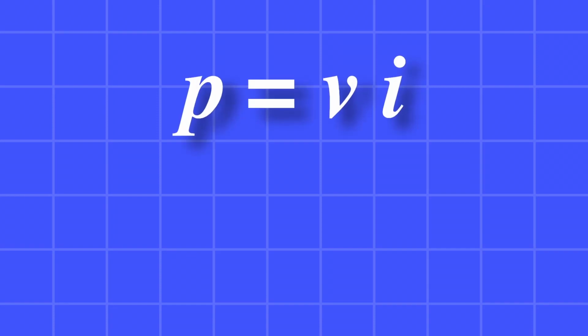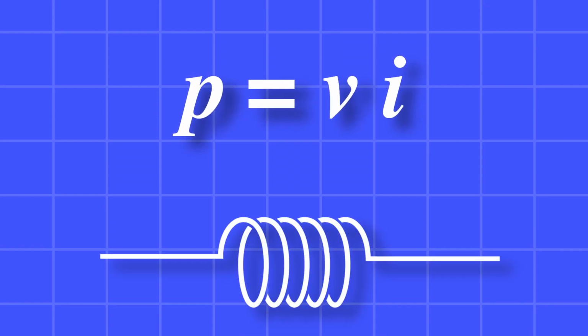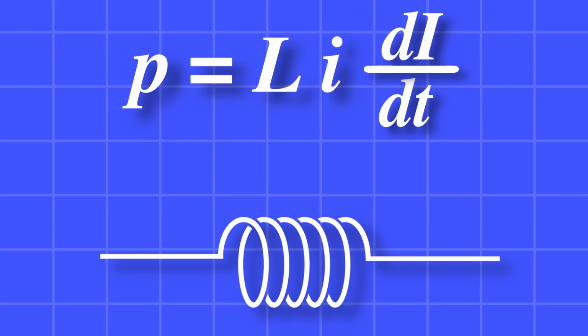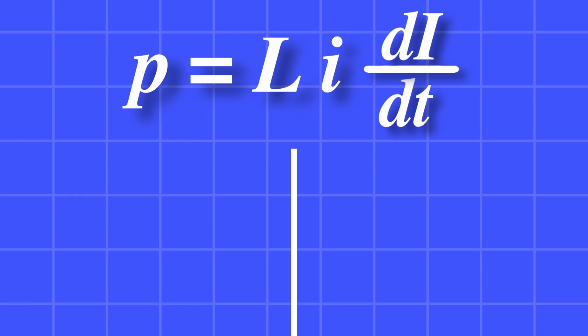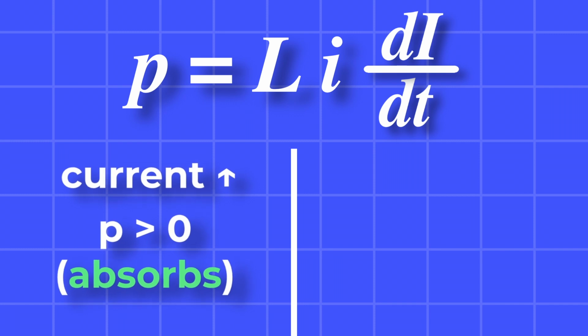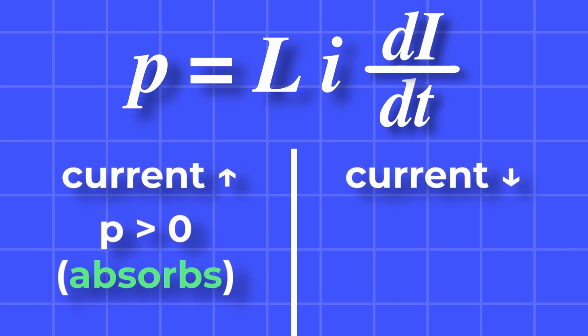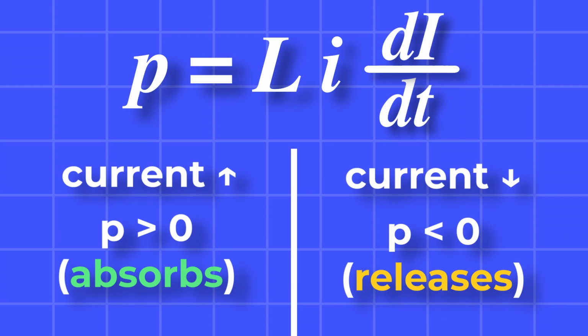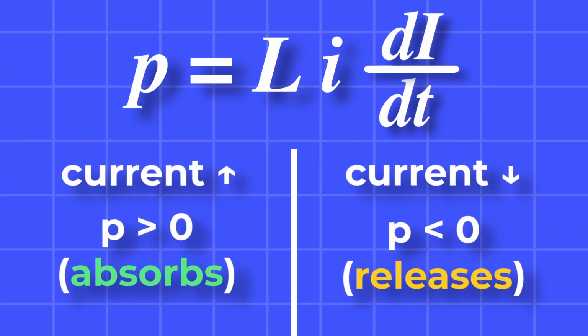Power is the rate of energy flow. P equals V times I. For an inductor, P equals L times I times dI by dt. If dI by dt is positive, P is greater than 0. The coil absorbs power. If dI by dt is negative, P is less than 0. The coil delivers power back.